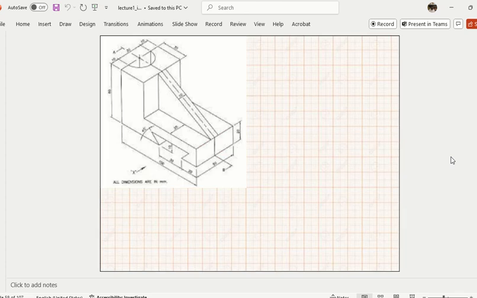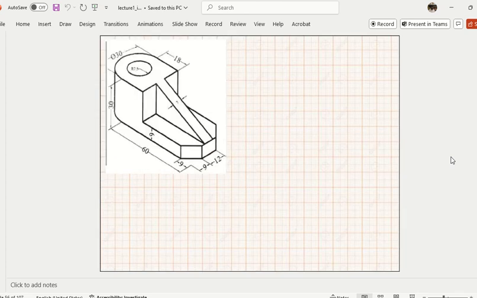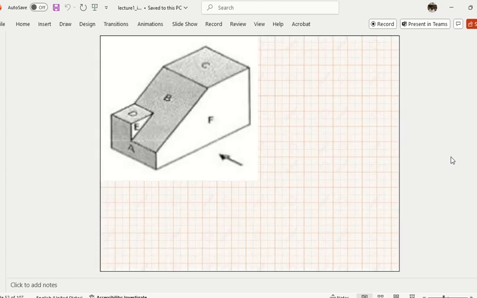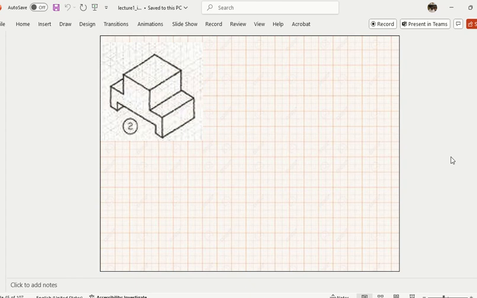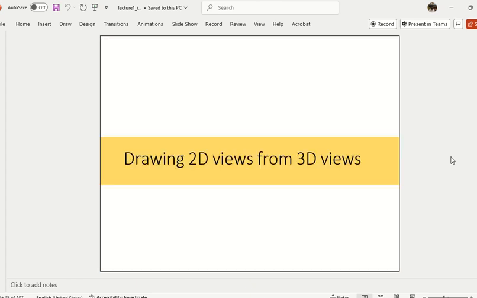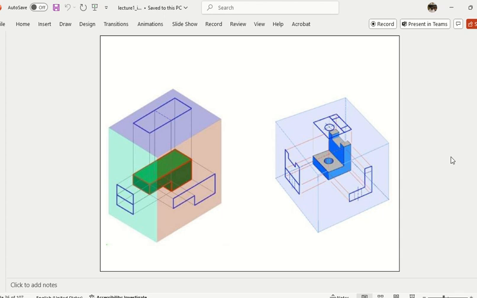Okay, let us have a break. 5 minutes. You can move around, and after the break, we will practice some of the 2D shapes, how to draw 2D from 3D. We'll do some practice. I will show you some examples, and you will do some practice.